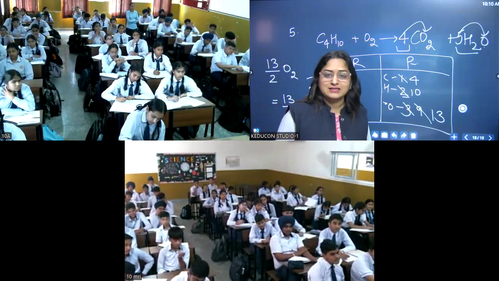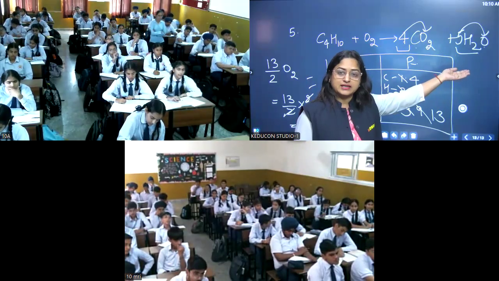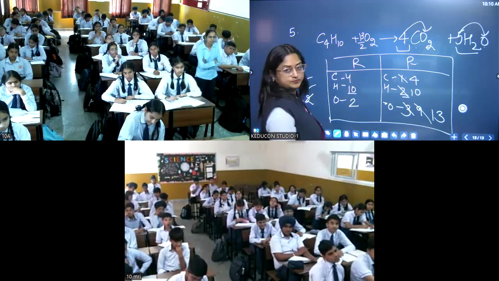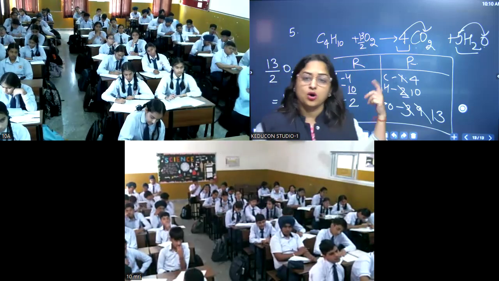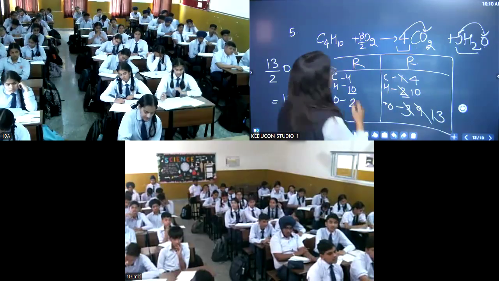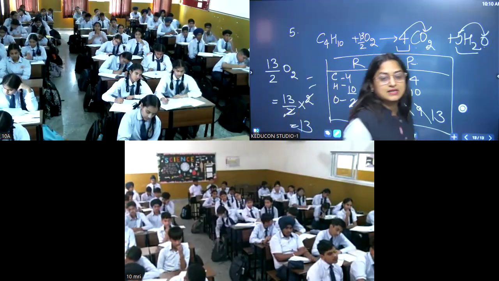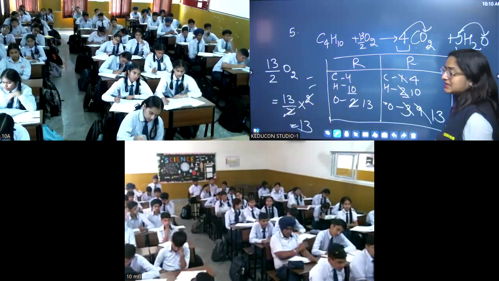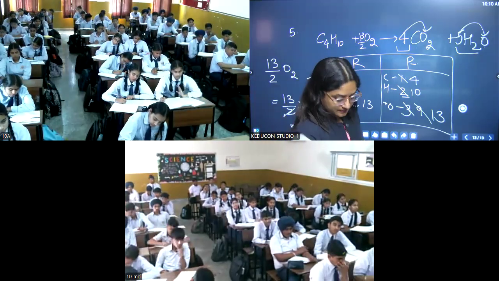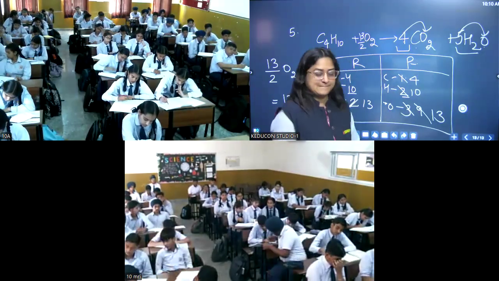So the best way to balance them is to calculate the number of oxygen atoms, and if it is an odd number, then write the same odd number on this side and divide that by 2. Right? This will give you the odd number of oxygen atoms on the left hand side. So this makes your number of oxygen atoms 13 on the left hand side also, by placing this 13 by 2 on the left hand side before the oxygen. Is that clear? Yes. Okay.